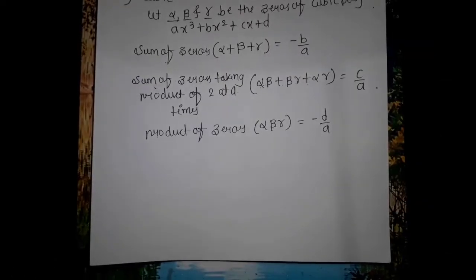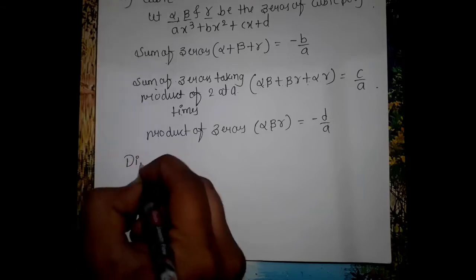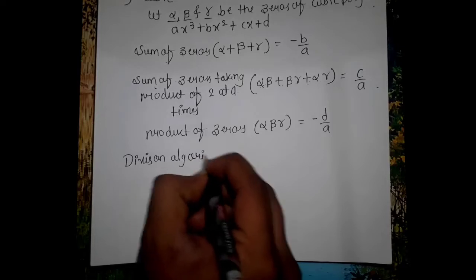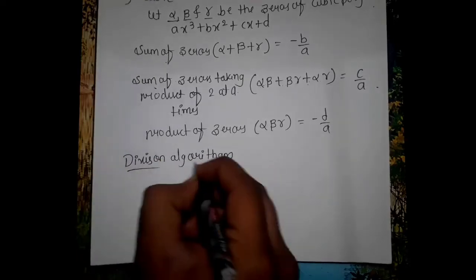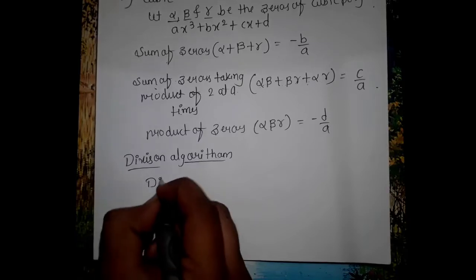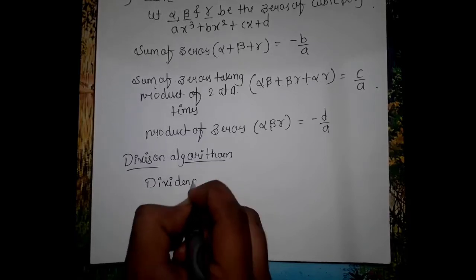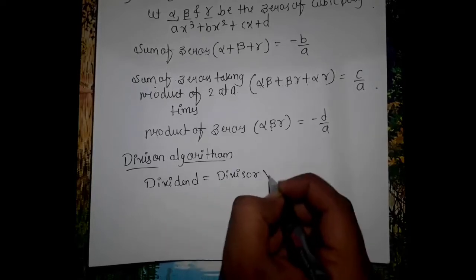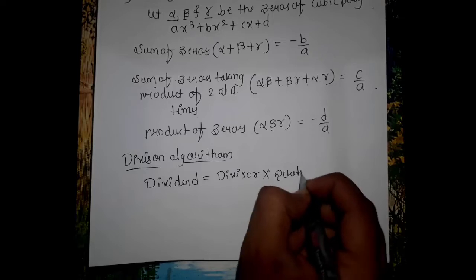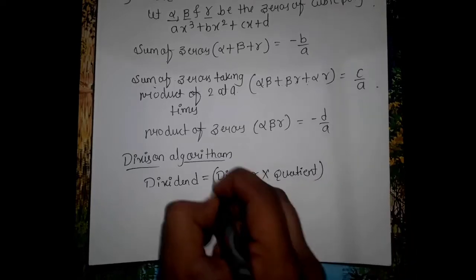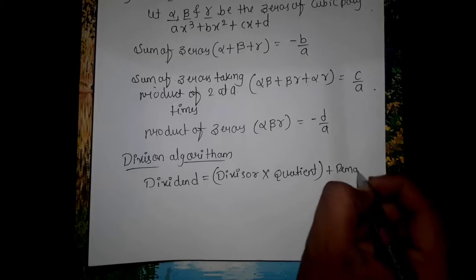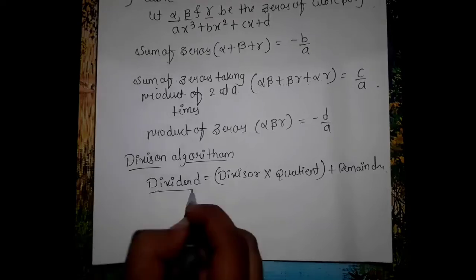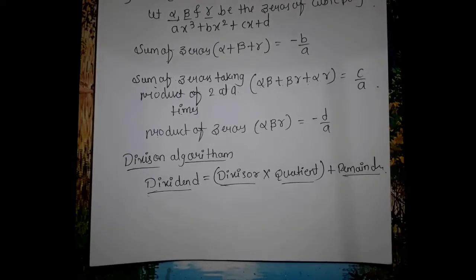Next comes the division algorithm. That is dividend is equal to divisor into quotient plus remainder. This is the division algorithm. Dividend is equal to divisor into quotient plus remainder.